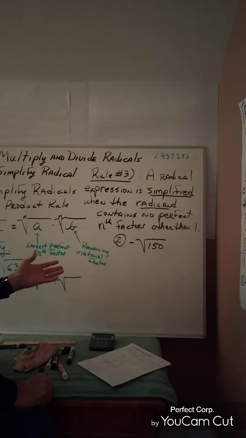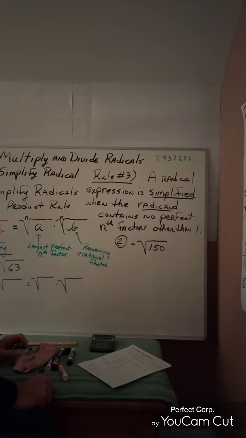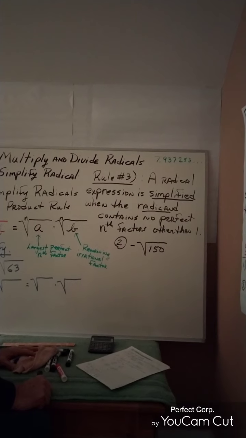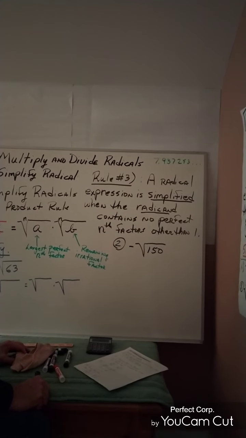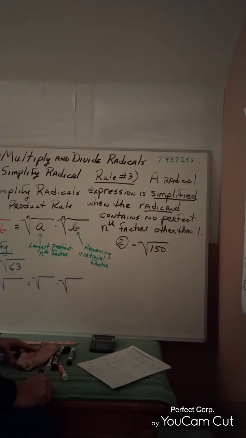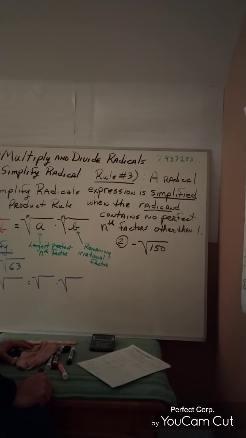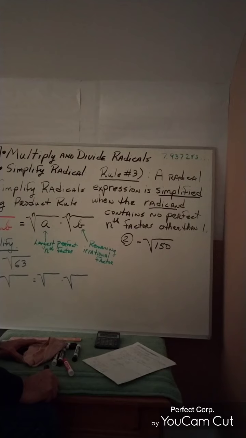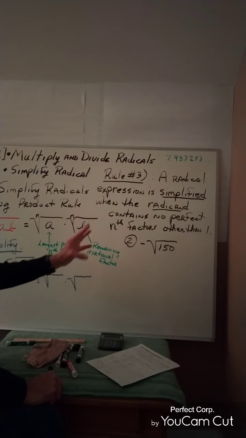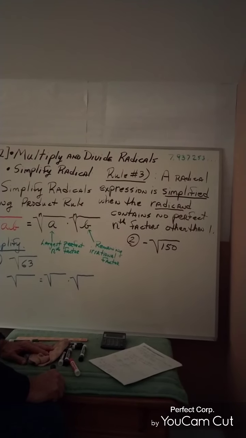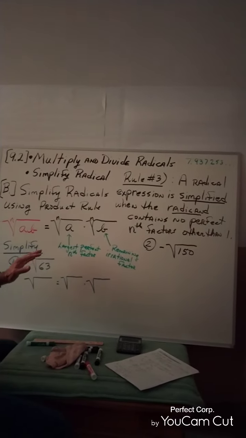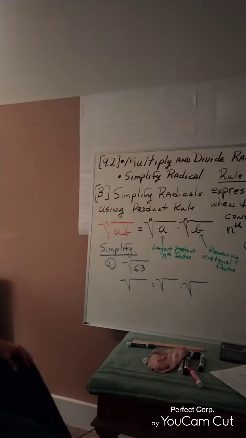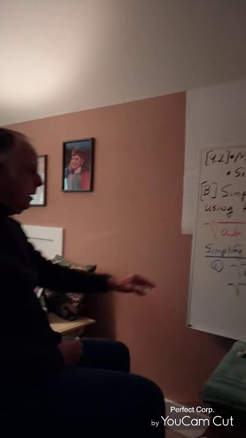Why did I say perfect nth factors and not perfect square factors? Because not all of the radicals that we're going to be looking at are going to be dealing with square root. We're going to be looking at cubed root. We might be looking at a fourth root. We could be looking at any kind of a root. Now here's what we are talking about in terms of simplifying.